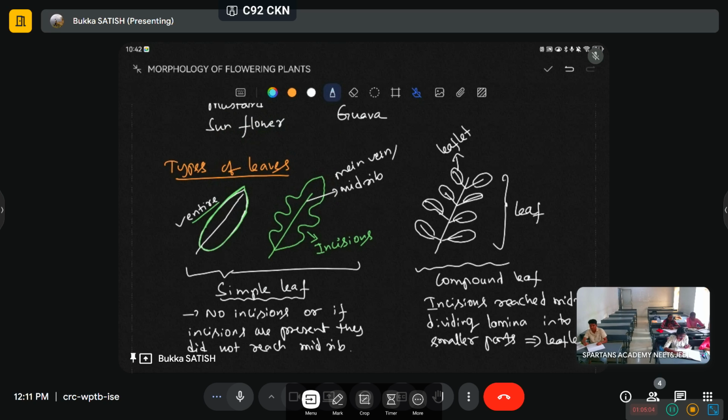If you see some leaf like this on the plant, how do you know that these are leaflets? They are not leaves. The same structure can be seen in opposite phyllotaxy also. So when they are present on the plant, how do we know that they are leaflets, not leaves? Is my question clear? Think about it.